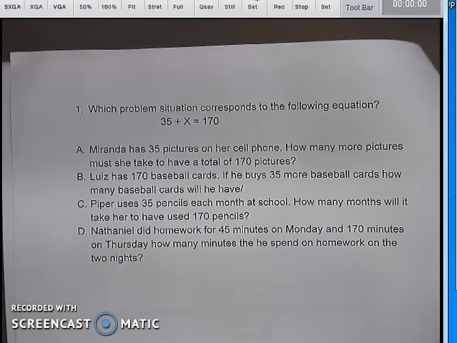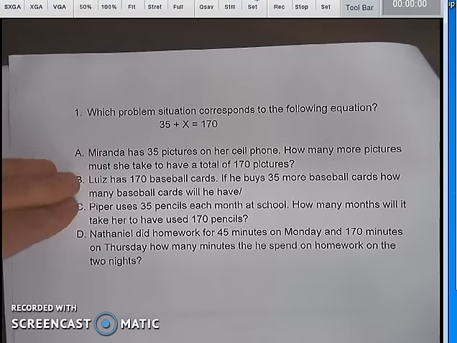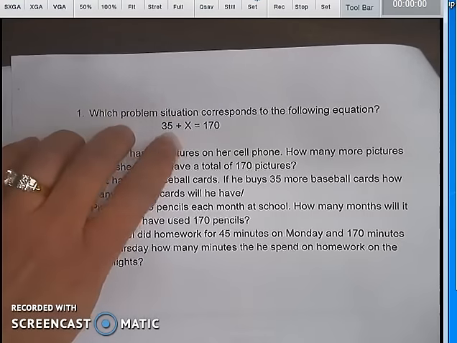Okay, this is your Unit 6 review. I need you to write down, pay attention, do everything that I'm doing. Number 1 says, which problem situation corresponds with the following equation? 35 plus x equals 170. So what you're trying to do is match a situation, story-wise, that would give you this kind of equation.